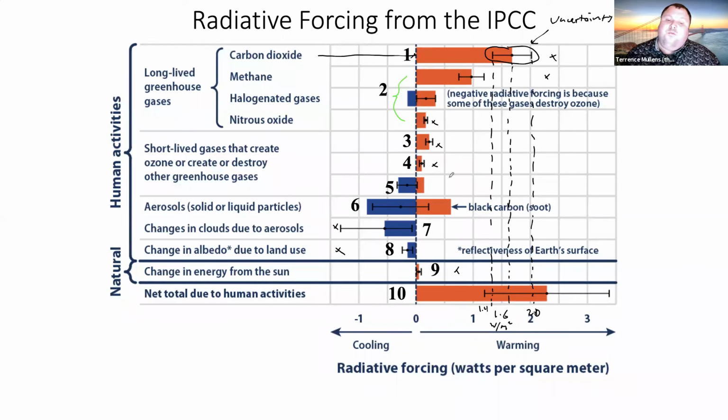Okay, Terrence, what about this one, this one, and this one? So the halogenated gases, then line item number 5, one of the short-lived gases, and then aerosols altogether. If you notice, all 3 of these, their bar actually lies a little bit on the positive side and a little bit on the negative side. These are what are called statistically insignificant.